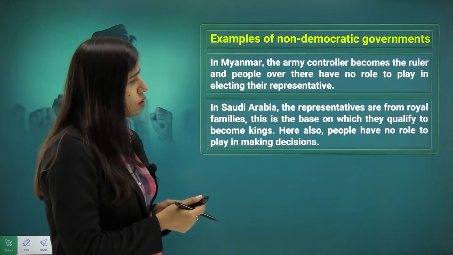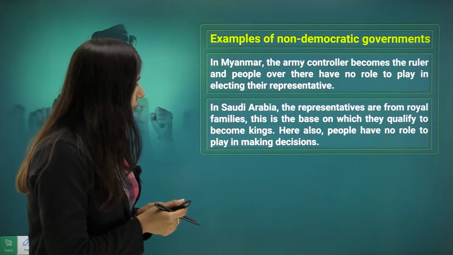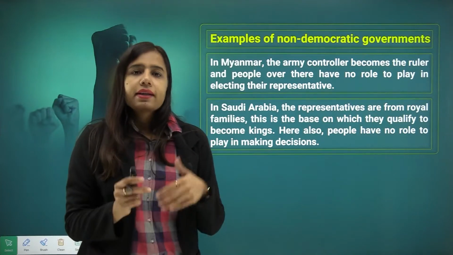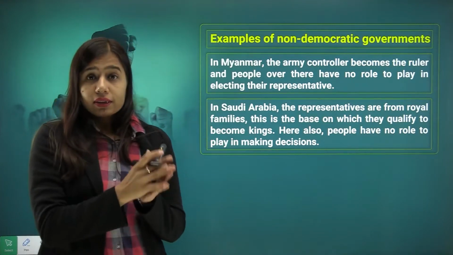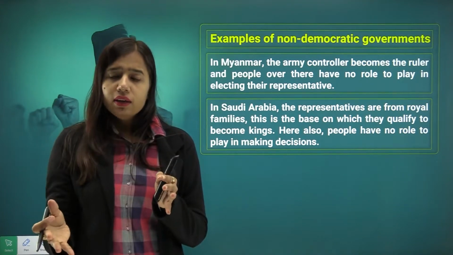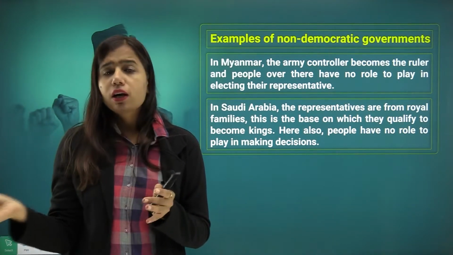This is the base on which they qualify to become kings. Now, what does it mean? See, in Saudi Arabia, the kings are there, right? There is a monarchy. Now, the son of the king will be the next king, right? Now, this is not democracy.